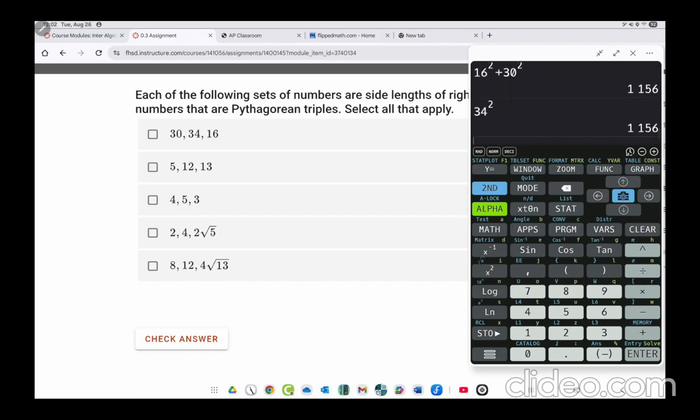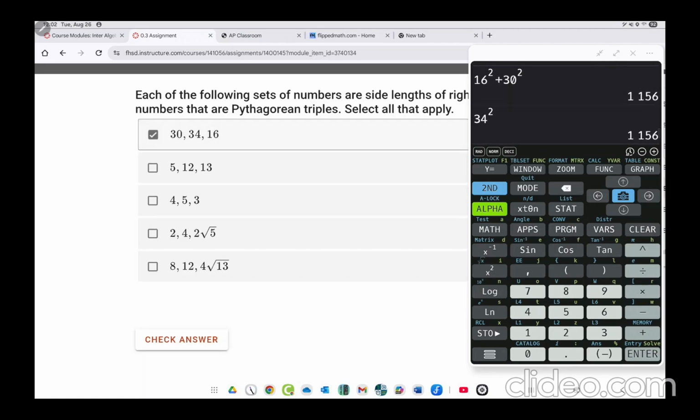Yeah, 16 squared, 30 squared, so check mark that one. That one's a right triangle. All right, then we're trying the next one. So next we have 5 squared plus 12 squared, which gives you 169. 13 squared is 169. So that one works.